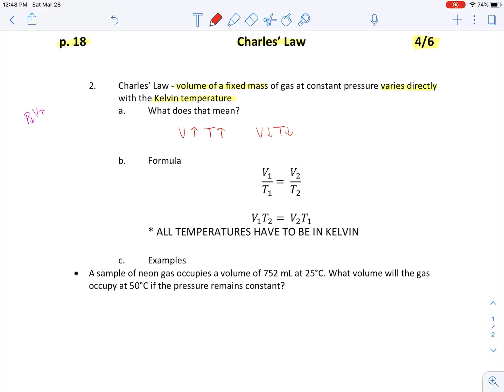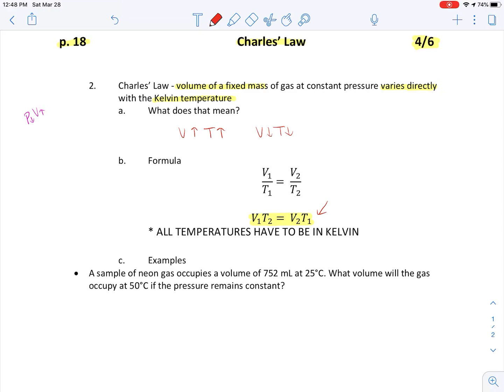Our formula that we're going to use for this is V1 over T1 equals V2 over T2. And just a handy way to remember it or to use is this one right here, V1 T2 equals V2 T1. This is probably the best one to remember or write down or star, whatever, because this way we don't have to worry about numbers in the denominator, and sometimes I have trouble with that, so yeah.